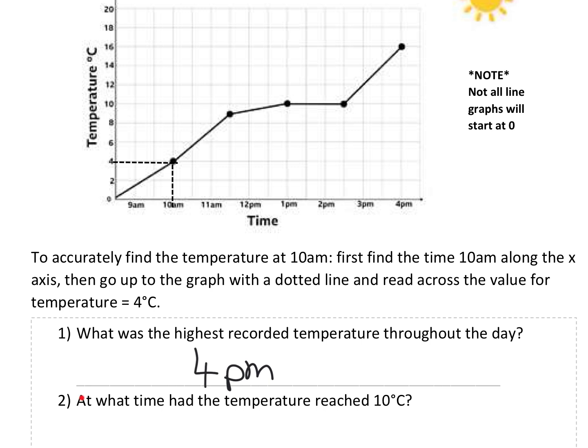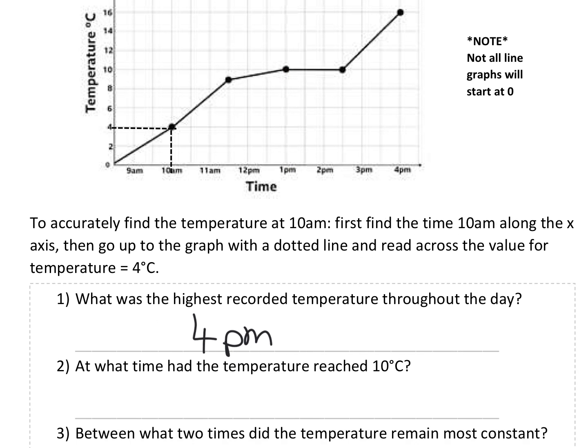Question 2. At what time had the temperature reached 10 degrees Celsius? So if we go to 10 degrees Celsius, we find the temperature up the side, and we go across, and we see it first meets it at 1 p.m. So we could write in 1 p.m. So the temperature was 4 degrees, then next time it was recorded it was 9 degrees, and then next time it was recorded it was then 10 degrees. So it hit 10 degrees first of all here at 1 p.m.